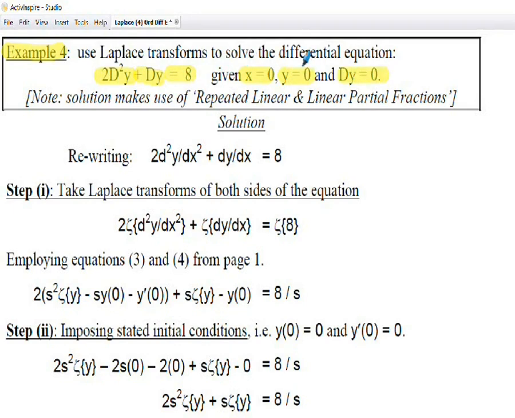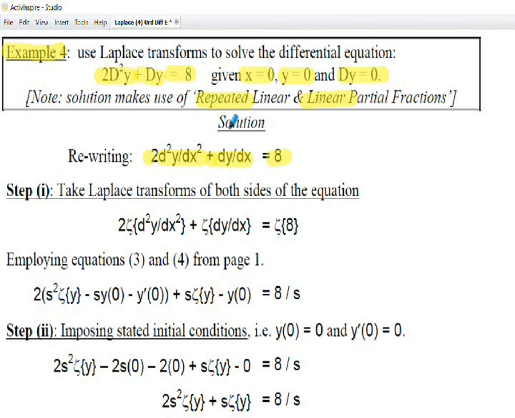Now this example will require us to use both linear and repeated linear partial fractions. So we'll have to slightly change our solution sequence when we get to that stage. Rewriting the equation, I'll just put it into a more conventional format for us. So 2 times d2y by dx squared plus dy by dx is equal to 8.